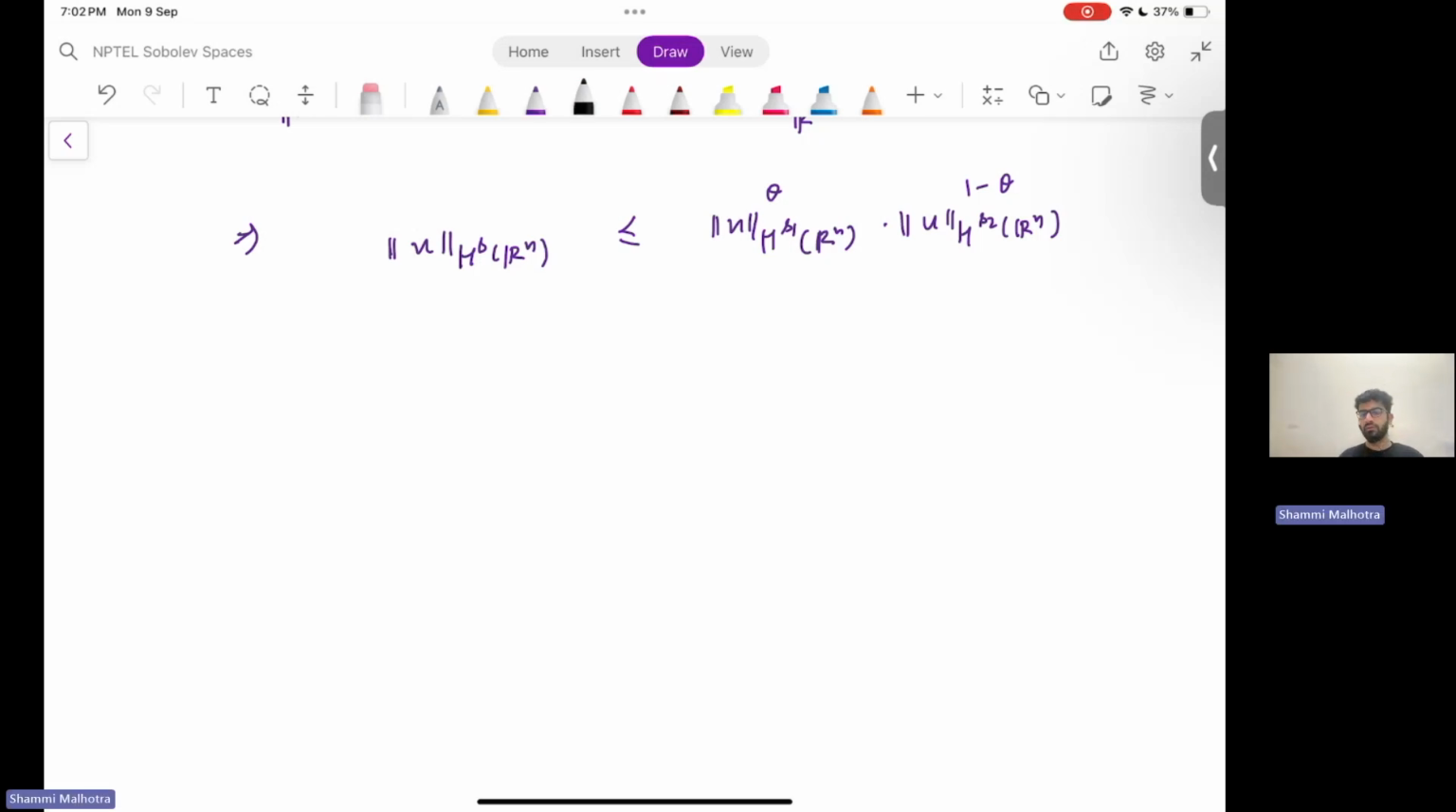Next, we have another question. Now we would like to use the compact embeddings which we have learned. We can show that the best constant in our Poincare inequality is actually achieved. So number 4, best constant in the Poincare inequality.